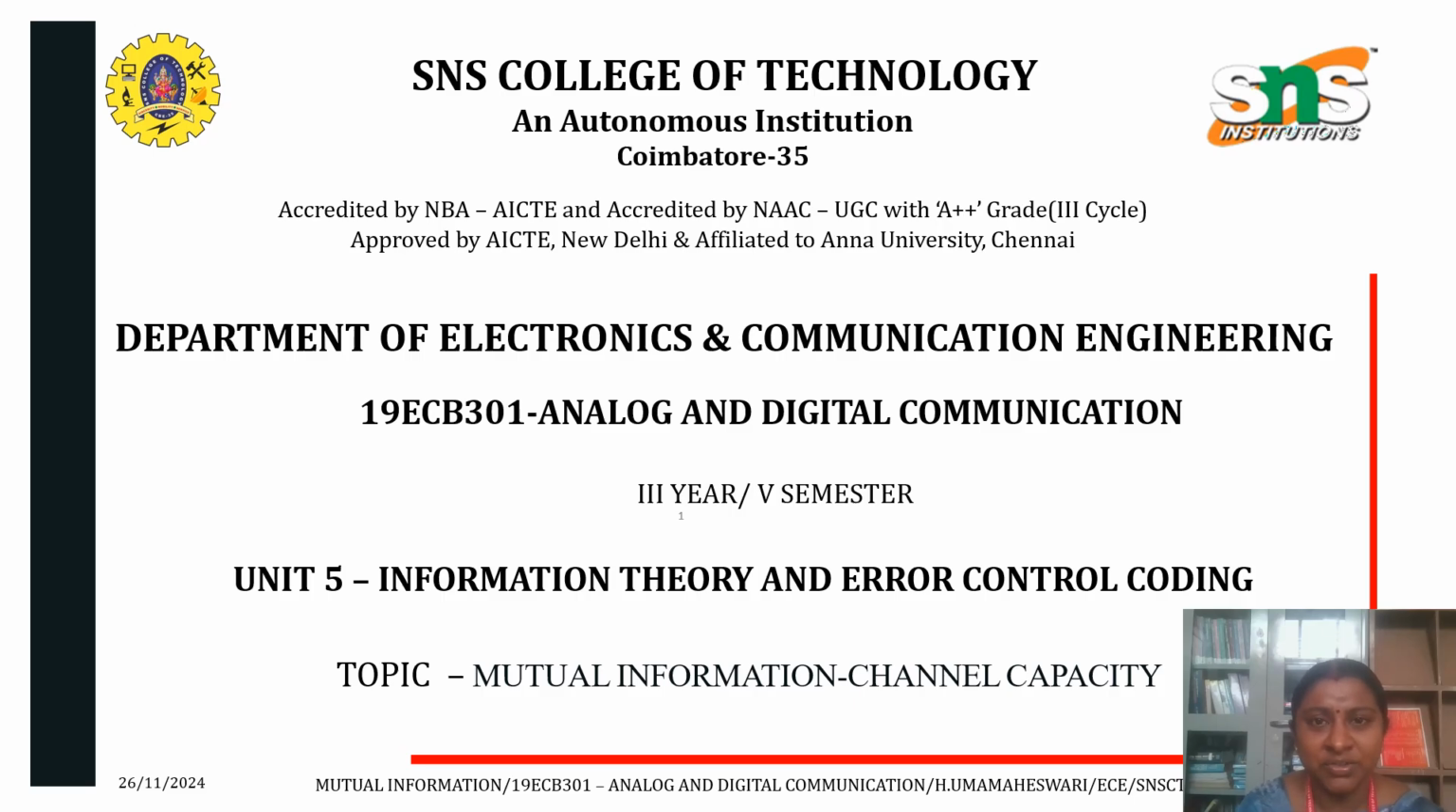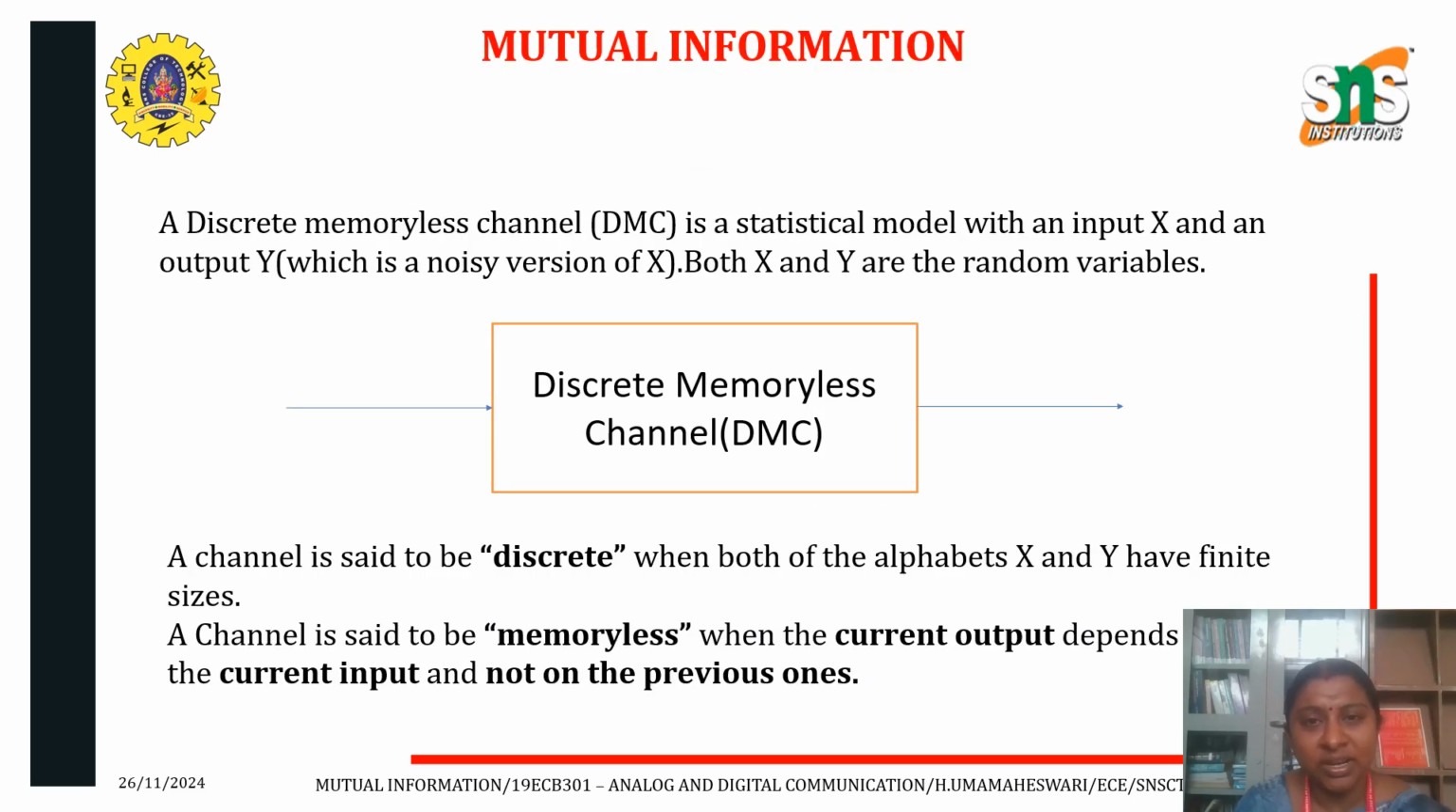In this video lecture series, I'm going to explain mutual information and channel capacity in information theory and error controlling. Mutual information: we will consider a discrete memoryless channel first, where in that channel we have to give the input and also the output. This discrete memoryless channel uses a statistical model with an input of x and an output of y, where the output is nothing but a noisy version of the input. Both x and y are considered here as random variables.